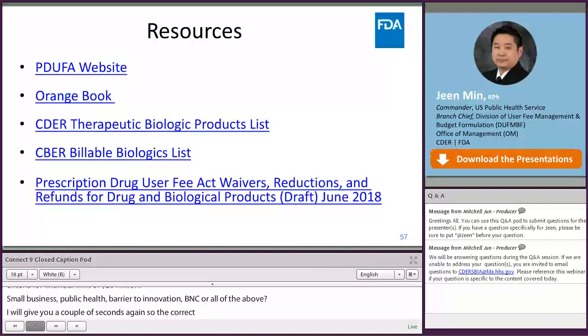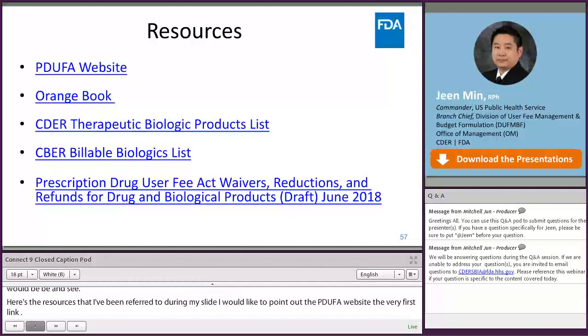Here are some resources that I've been referring to during my slides. I would like to point out the PDUFA website, the very first link. All the information I provided you in my slides is pretty much available on this website. So please go to this website if you have any questions. There are a lot more details, a lot more information. This is valuable information that is available to everyone.